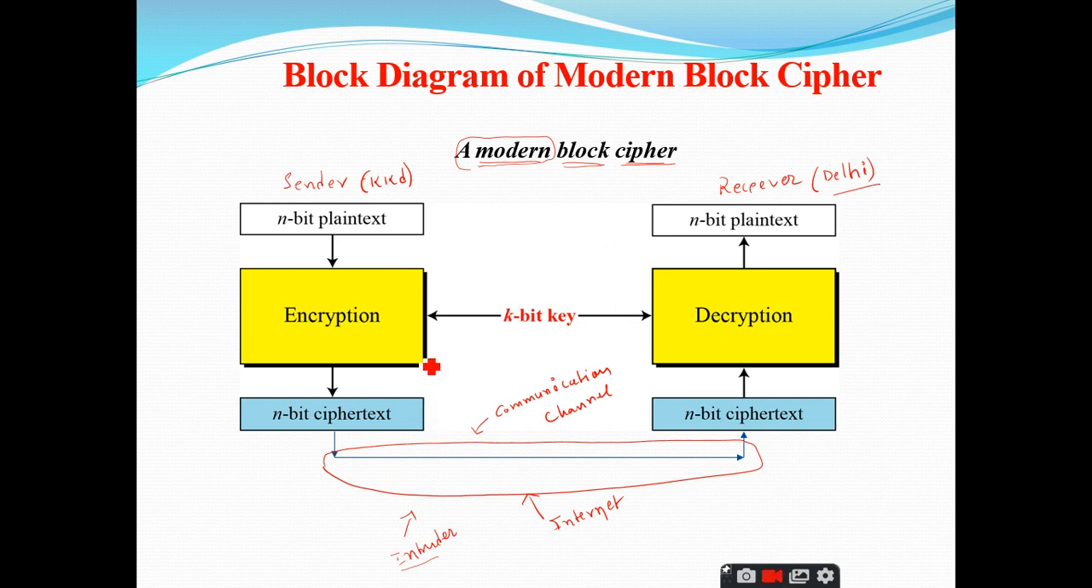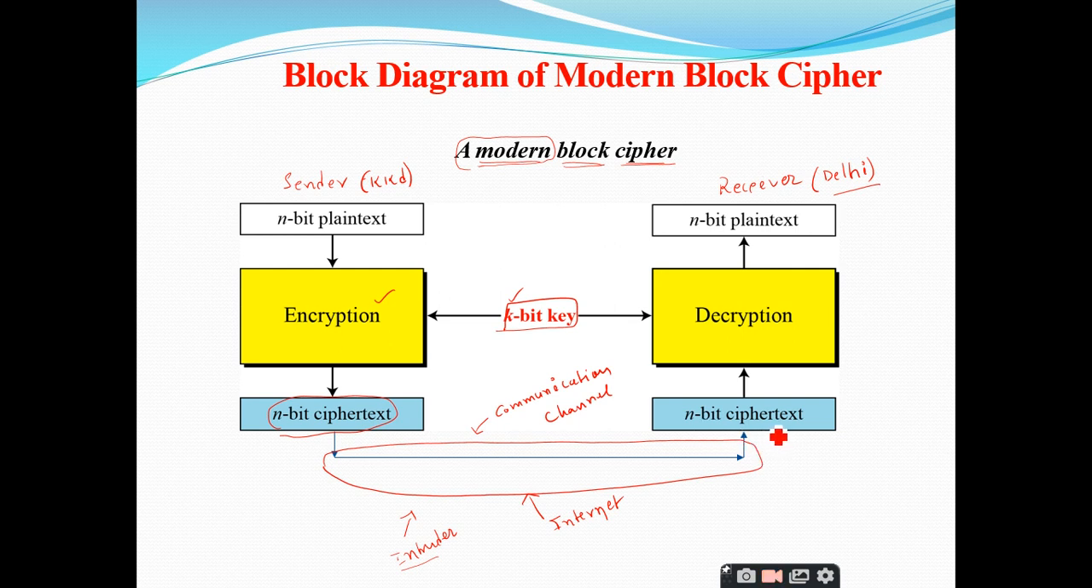As I told, the technique used to convert the plain text into ciphertext is encryption. And what do I need for the encryption? I need a key, which is of k bit size, right? Once you apply this encryption algorithm with the k bit key on this n bit plain text, you will get n bit ciphertext. You pass that n bit ciphertext over the internet.